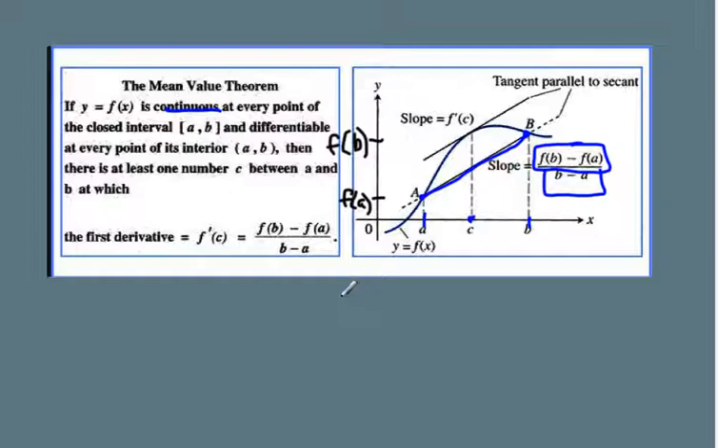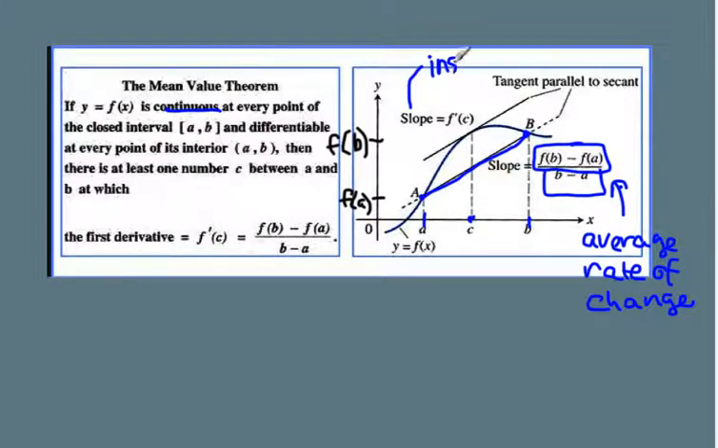So what we've just made is this big connection idea. This right here is average rate of change. That was the way we find average rate of change, slope of a line. Now, this is slope at an instant. This is instantaneous rate of change.